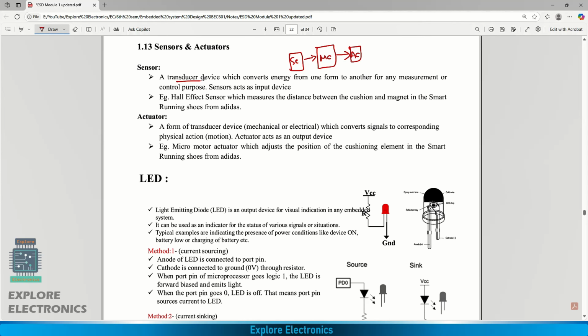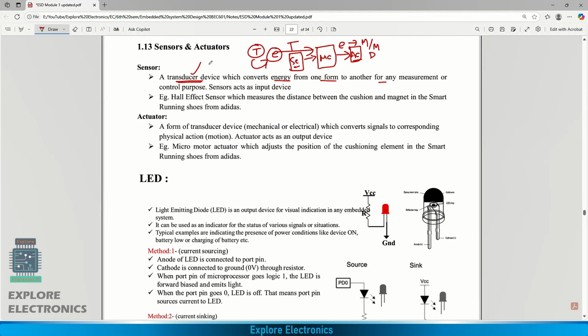A sensor is a transducer device, which means it converts energy from one form to another. Suppose you take a temperature sensor: it converts the temperature physical quantity into an electrical quantity and gives it to the controller. So one form of energy is converted into another in a sensor, and also in an actuator. In an actuator, electrical energy is converted into some mechanical or movable form, or display kinds of devices.